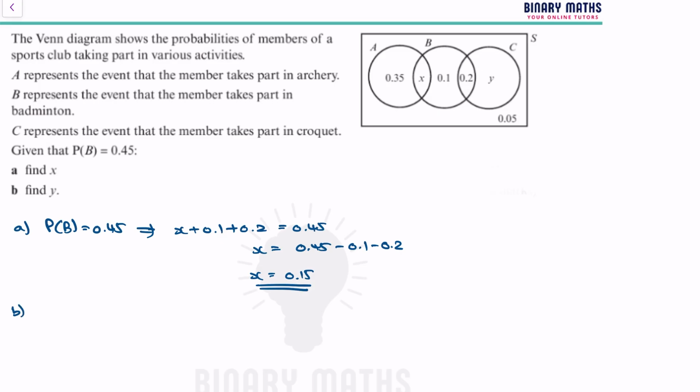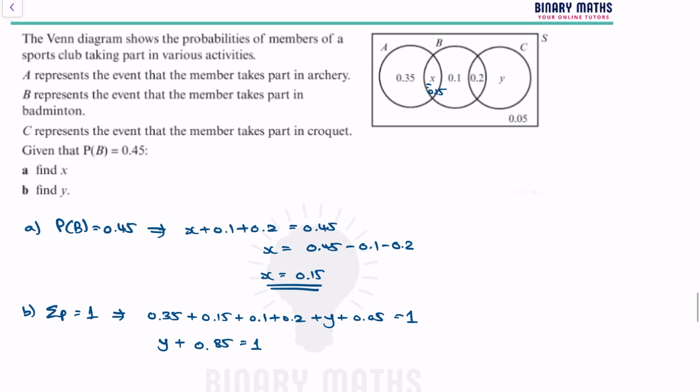Part B is find Y. I know all the probabilities added together equals 1. So sum of probability is equal to 1, which implies 0.35, X is already 0.15. So 0.35 plus 0.15 plus 0.1 plus 0.2 plus y plus 0.05 is equal to 1. If you add all these numbers together, you get y plus 0.85 is equal to 1, which means y is equal to 1 take away 0.85, which is equal to 0.15.